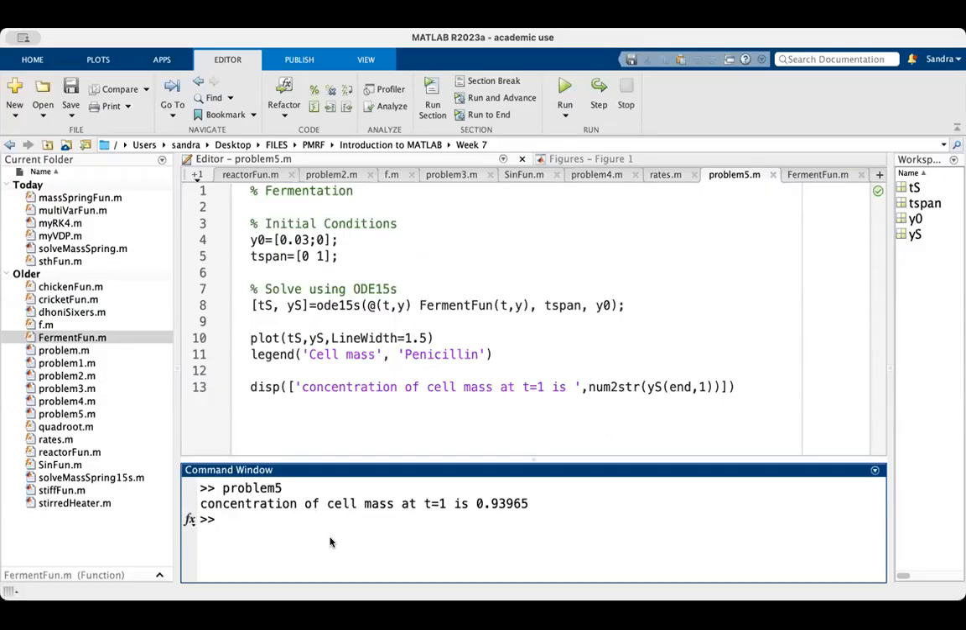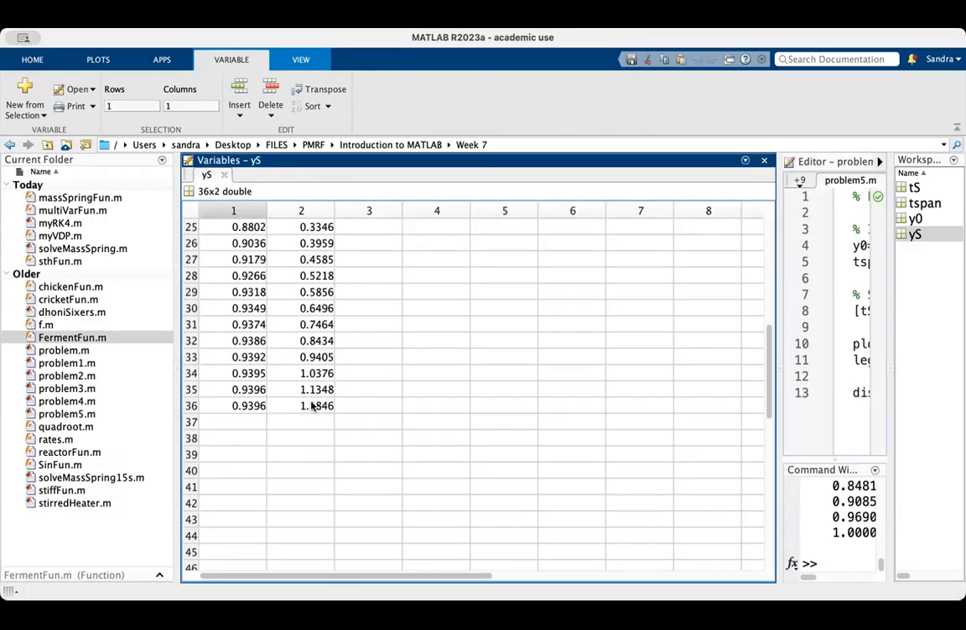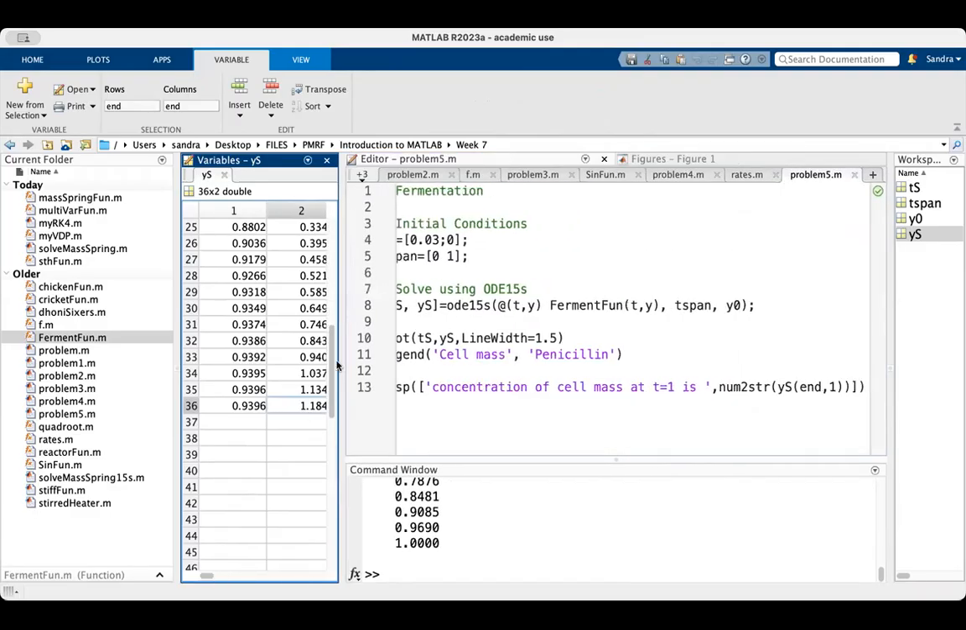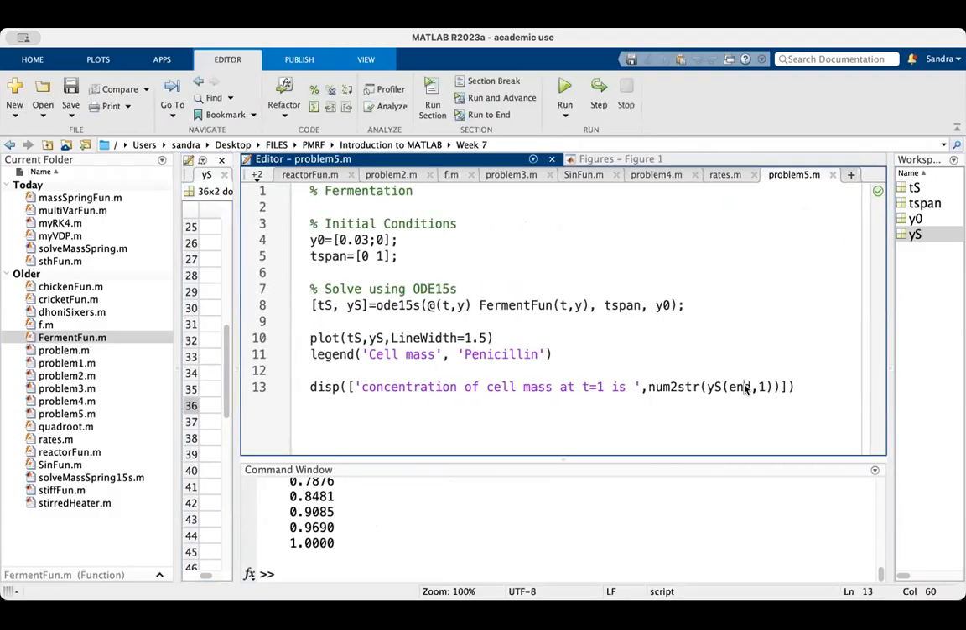So TS is this and YS has two columns like this. The first column is for the penicillin and the second column is for the cell mass. So we go to the second column and the last row. Since you don't know the number of the last row, you can use the keyword end. Then you print the solution using num2str. For the end row, you just type end and it will automatically take the last row.